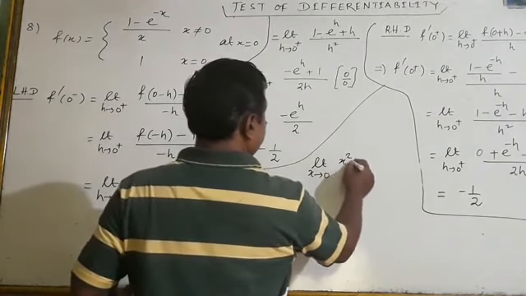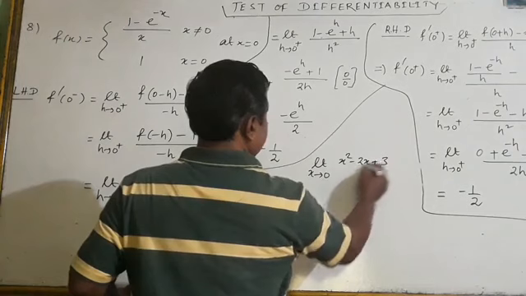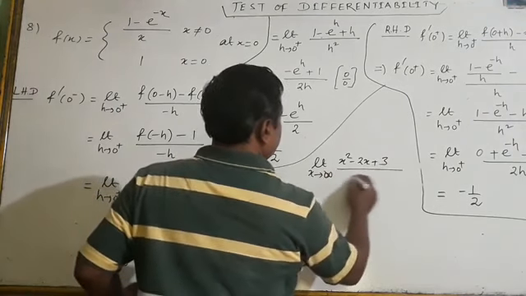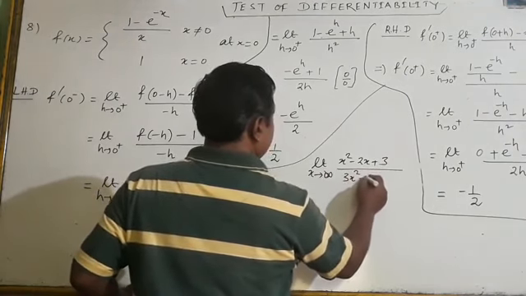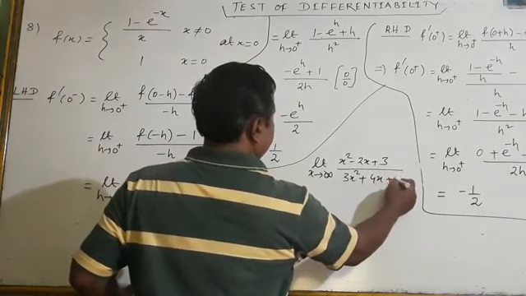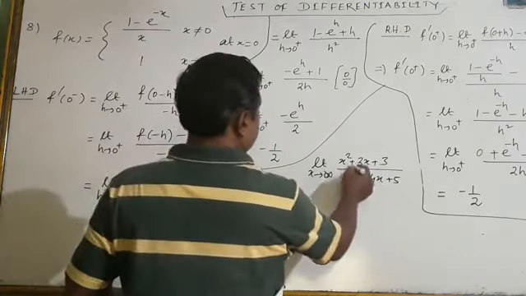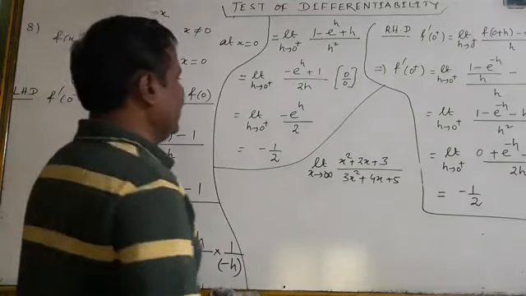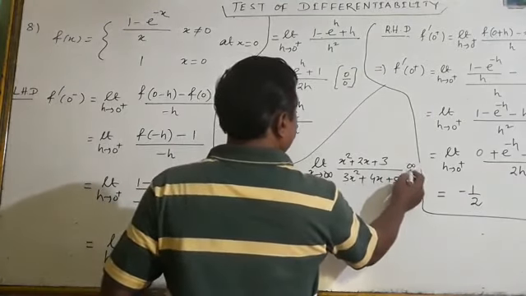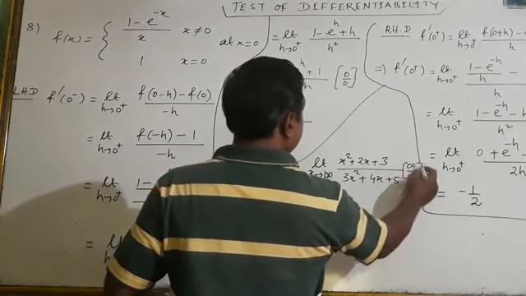Suppose x square minus 2x plus 3, as x tends to infinity, divided by 3x square plus 4x plus 5. When you put infinity, the numerator becomes infinity, and when you put infinity in the denominator, it also becomes infinity.